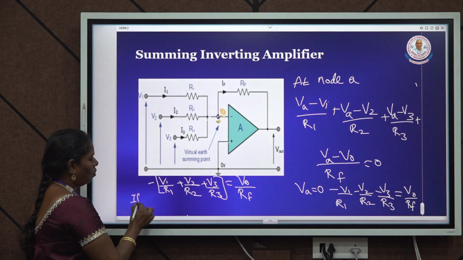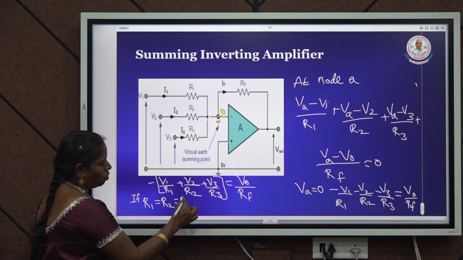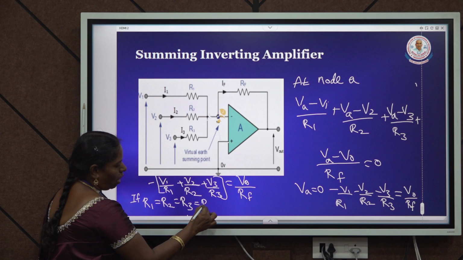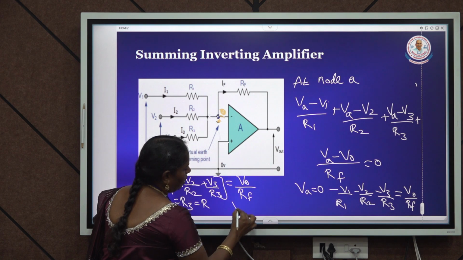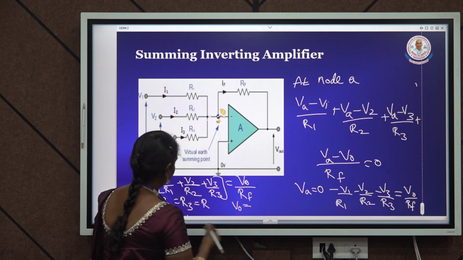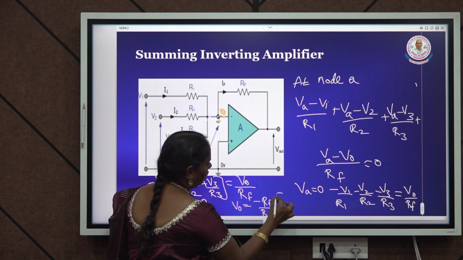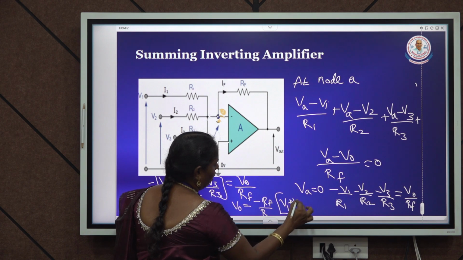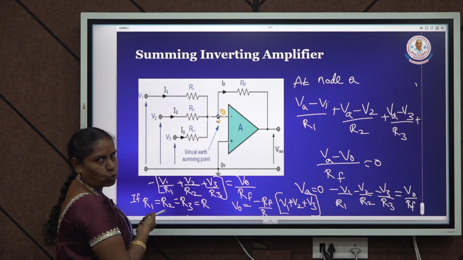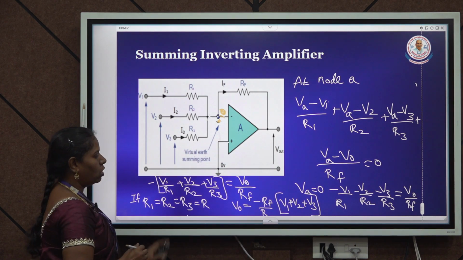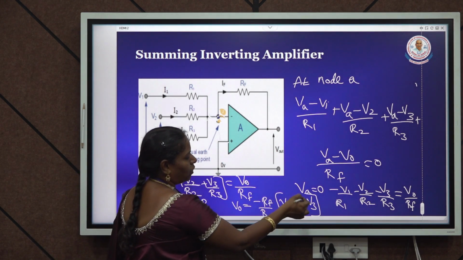Now, I am substituting another case, that is if R1 is equal to R2 is equal to R3, let us take it as R, then this equation can be changed to V0 equal to minus RF divided by R into the summation of V1 plus V2 plus V3. So, with the substitution R1, R2, R3 equal to R, V0 is equal to minus RF divided by R into V1 plus V2 plus V3.